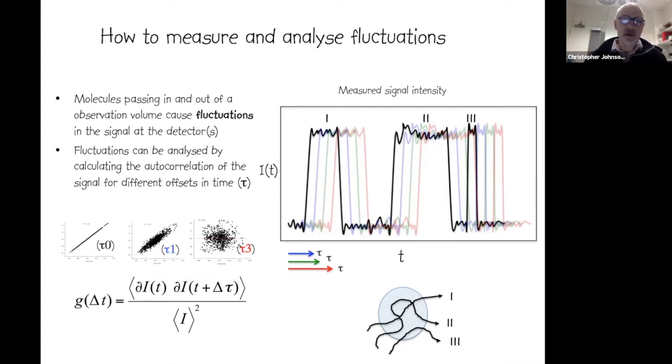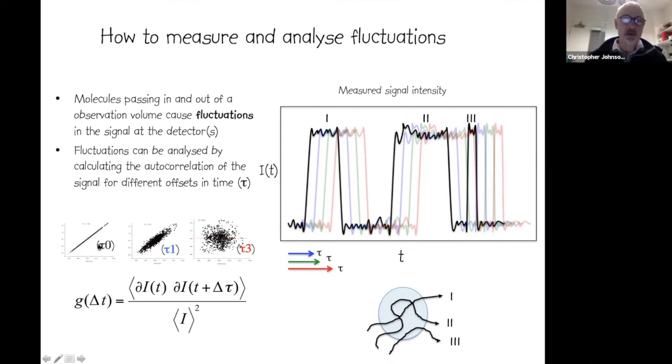And these fluctuations are typically analyzed by calculating the autocorrelation function, or the autocorrelation of the signal for different offsets in time. So you can see here's the formula we would use. So you have the fluctuation in intensity at time t, and this is multiplied by the fluctuation in intensity at a later time, generated by effectively taking the data and offsetting them by a very small time increment. And this is normalized relative to the average intensity.